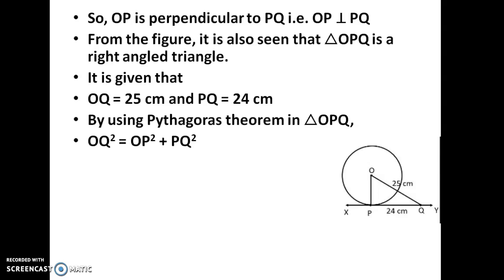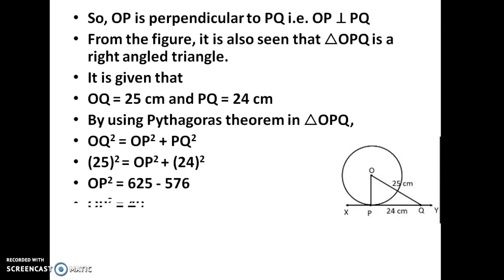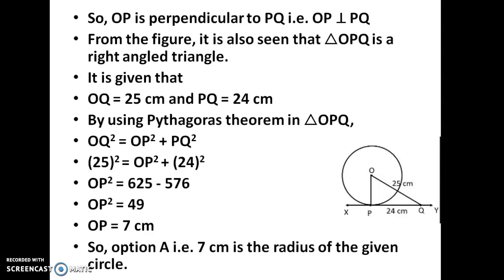So it is OQ square equal to OP square plus PQ square. So in the place of OQ it is 25 and in the place of PQ it is 24. Okay, so we have to simplify this. So 25 square is 625 and 24 square is 576. So this has to be subtracted so that we will get OP square. So it is 49. So if you take square root on both sides, we will get OP equal to 7 cm. That means the radius is 7 cm.